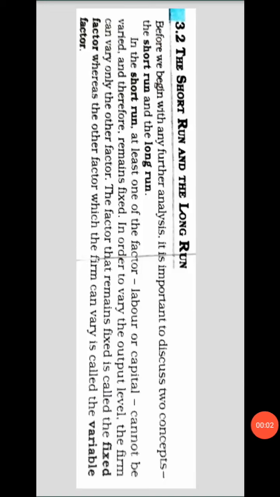Good morning, students. Today we are going to study the concept of the short run and the long run. Last class we studied the isoquant curves.